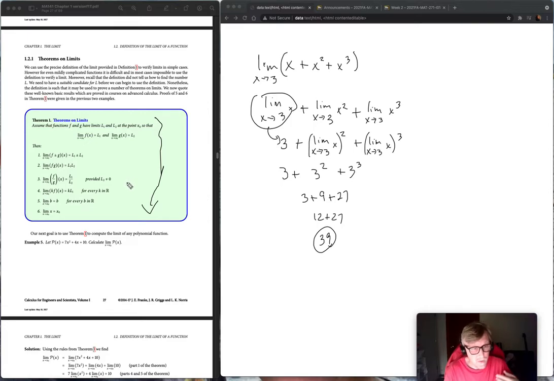So I would encourage you to get familiar with what's going on here. Why does it say provided L2 is not equal to 0? Because of course you can't divide by 0, right? So if the limit of g of x evaluated there is 0, then you're not going to be able to divide anything by 0. Okay?